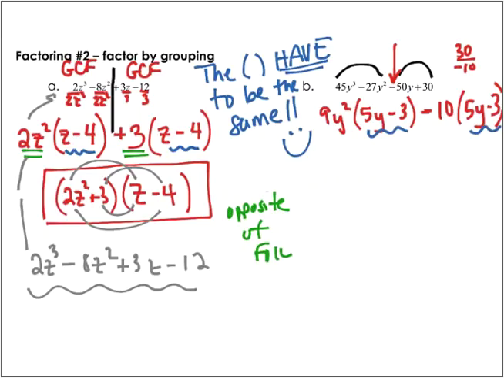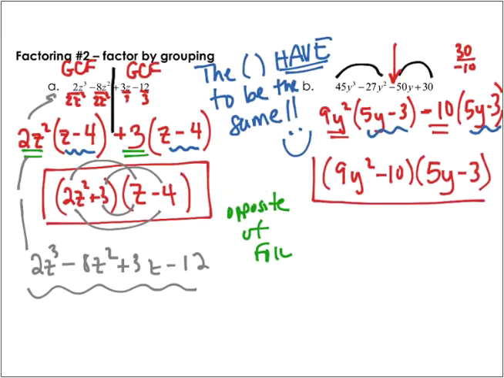And now we're just going to write our answer. 9y squared minus 10 is the stuff from out in front, the GCF stuff, and then my matching parentheses, 5y minus 3. Please don't write 5y minus 3 twice. It's because we undid foiling that it looks like there's two 5y minus 3's. Alright, let's try some more.